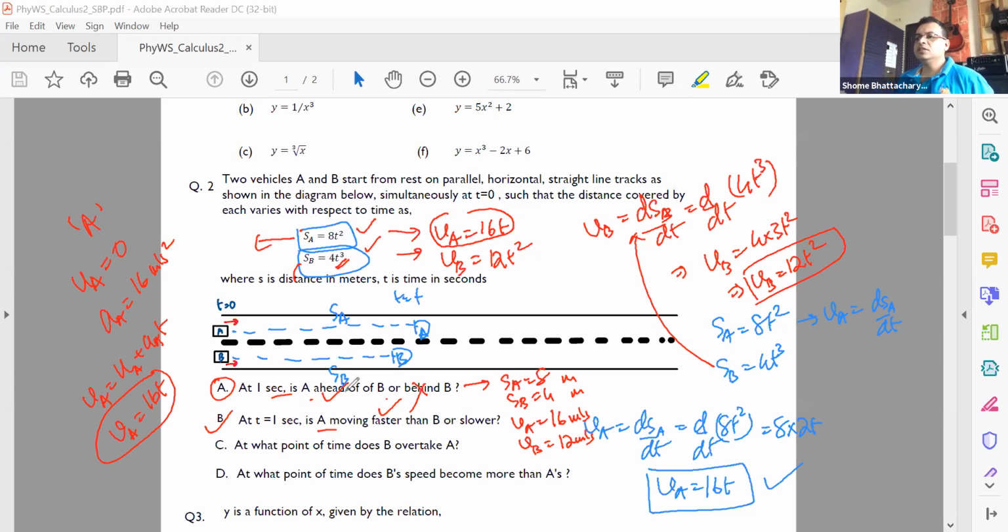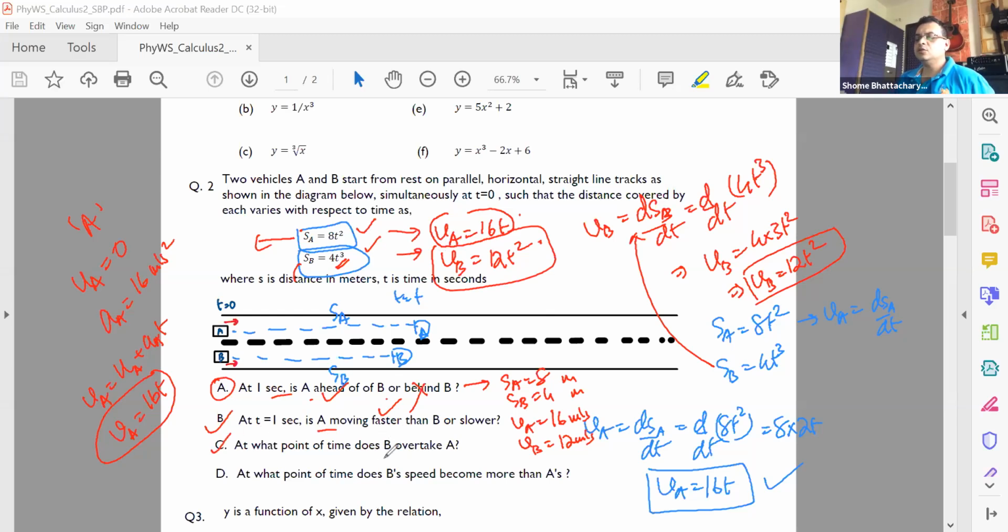So when we have to judge their displacements at a given instant, we have to substitute time directly in SA and SB. When we have to judge their instantaneous velocities at a given instant, we have to substitute the value of time at that instant in VA and VB. That is how we'll answer each of these questions. So understood A and B, partner? Yes sir. Okay. Now what about C?